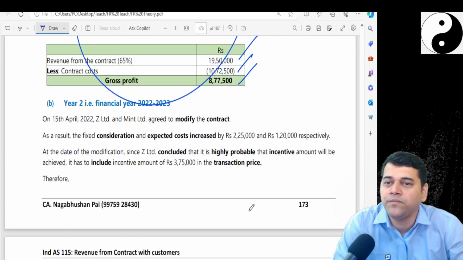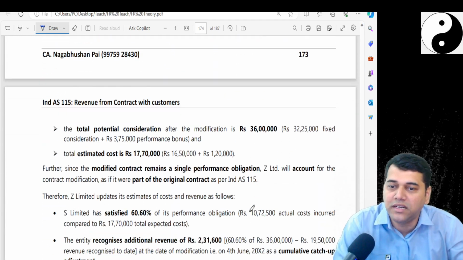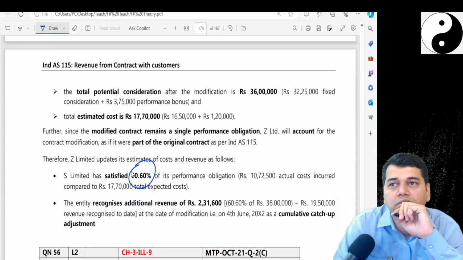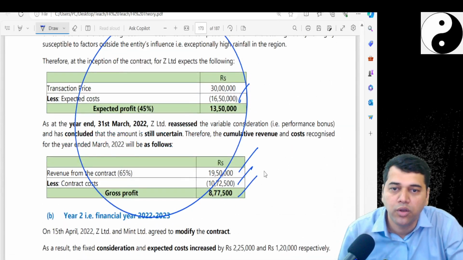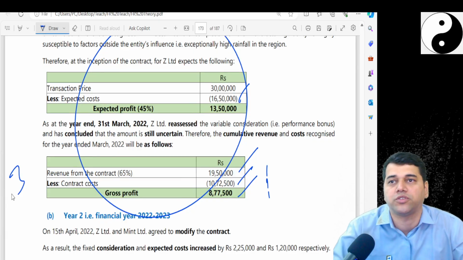Anyhow, I told you. Now let us come to the second part. Does your answer contain 60.6% as percentage completion? See, for me, if you ask me mark allocation, I may give 1 mark for this, and 2 or 3 marks I am going to give for the first portion.